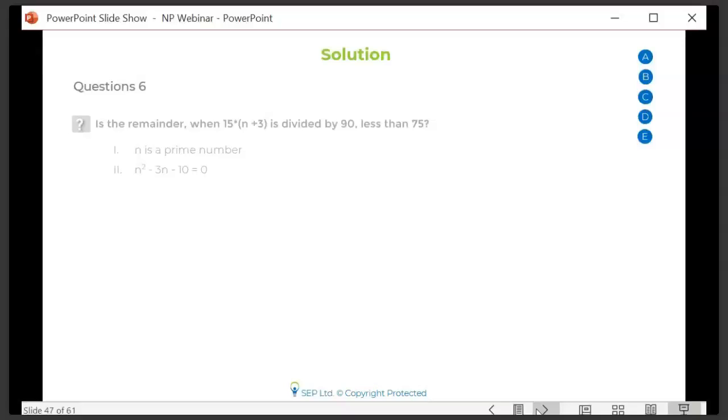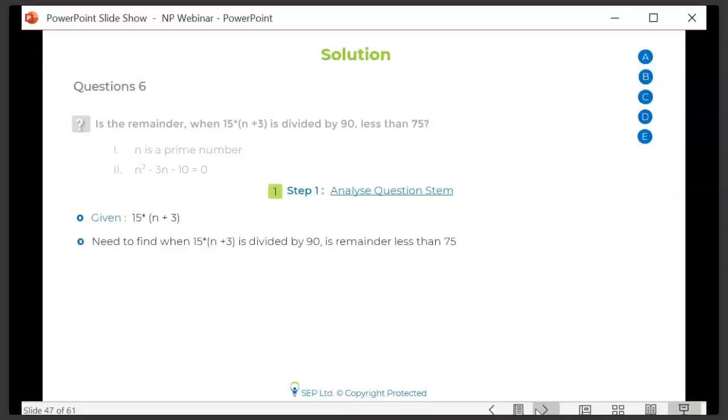Now, in this question, as you can see, it simply asks us to find out whether the remainder is less than 75 or not. And we are simply given an expression that is 15 times n plus 3, and we are dividing it by 90. So what you need to do is ask yourself, do we know anything about n or not? Now, in this case, nothing has been given about n, no information at all.